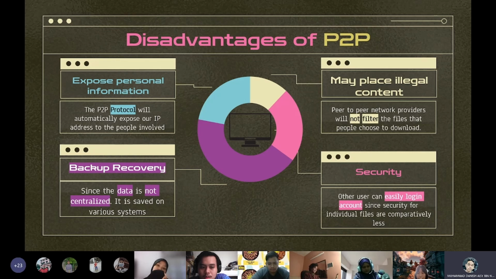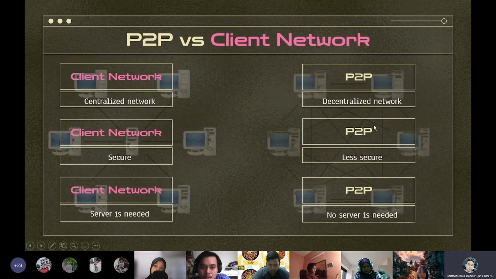For security, because it is peer-to-peer with no central server, other users can easily log in to our account, which means they can hack our account easily. Alright, so now we proceed to P2P versus client-server.